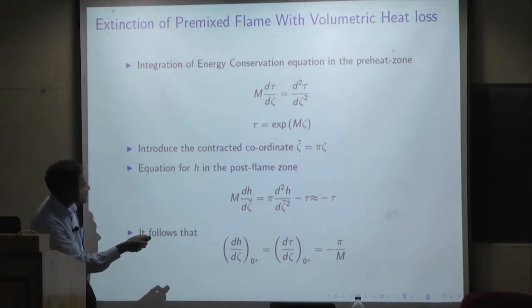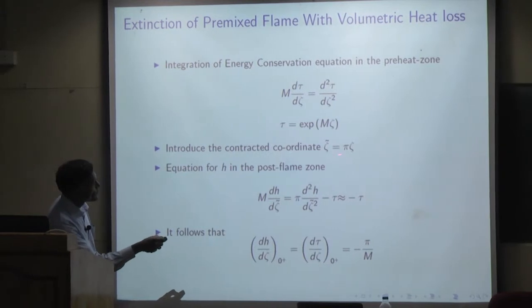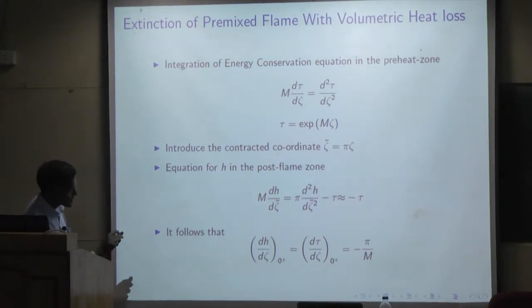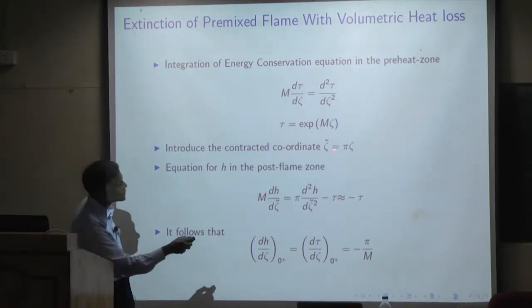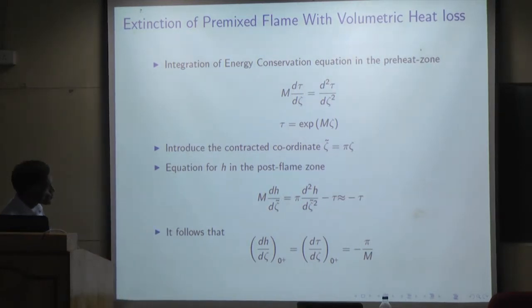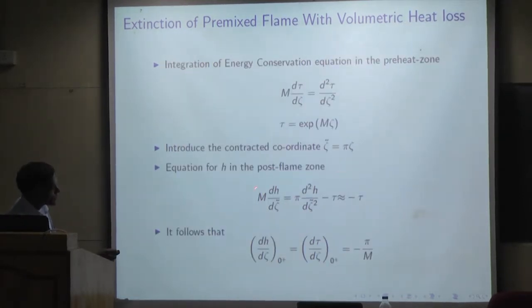So that is very useful to introduce in this region, the contracted coordinate. Now if I write the equation for the enthalpy in terms of this contracted coordinate, again, this is only useful in the analysis of the preheat zone. If you go back and introduce this contracted coordinate in this equation, what you see is that this is what you get.